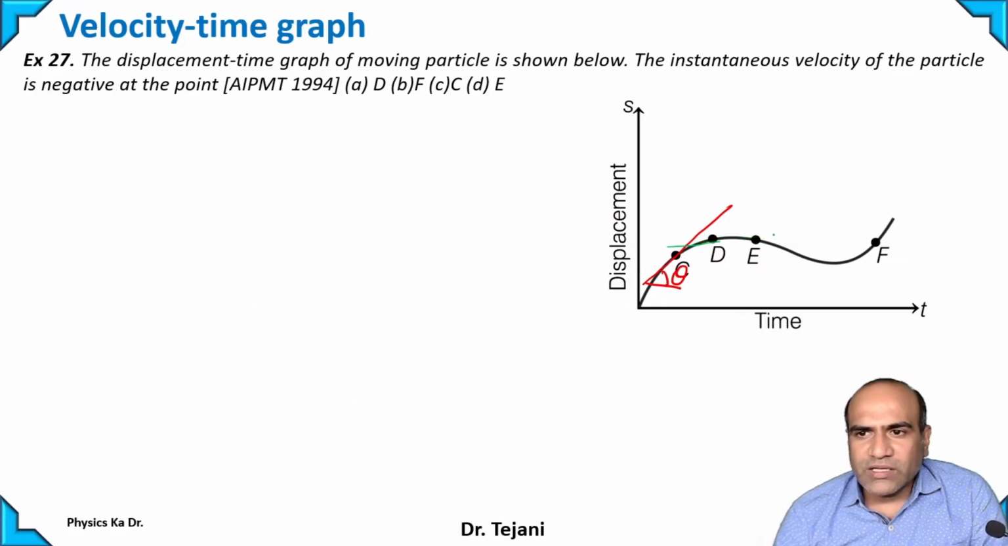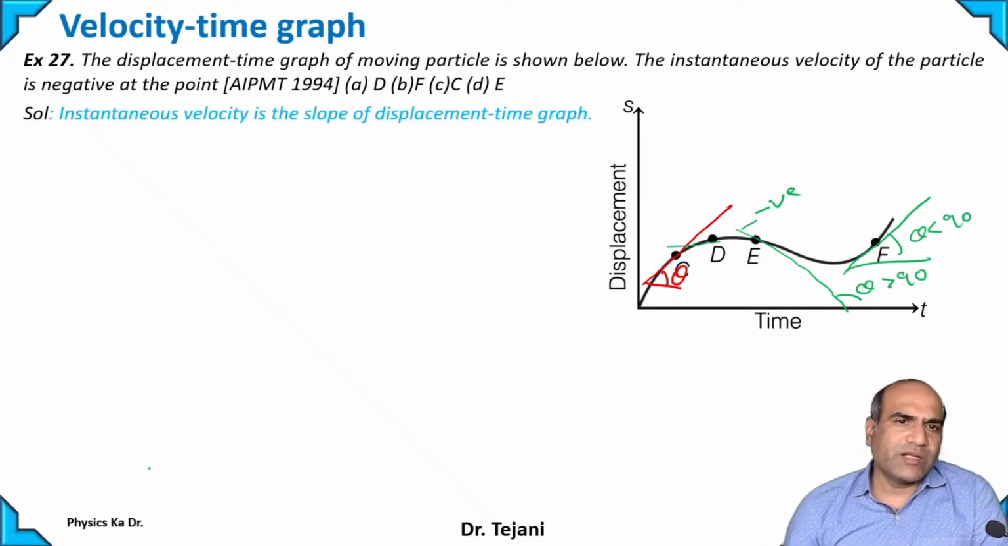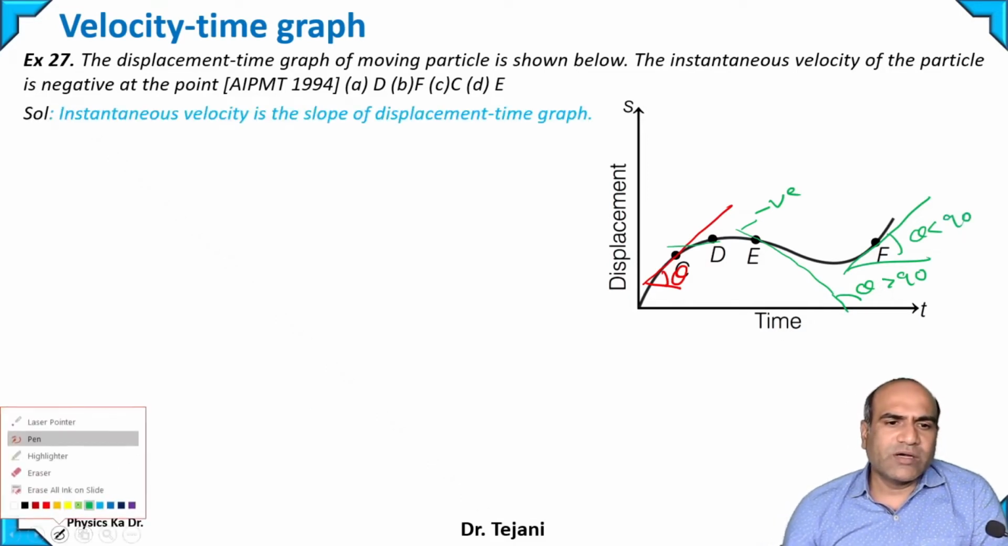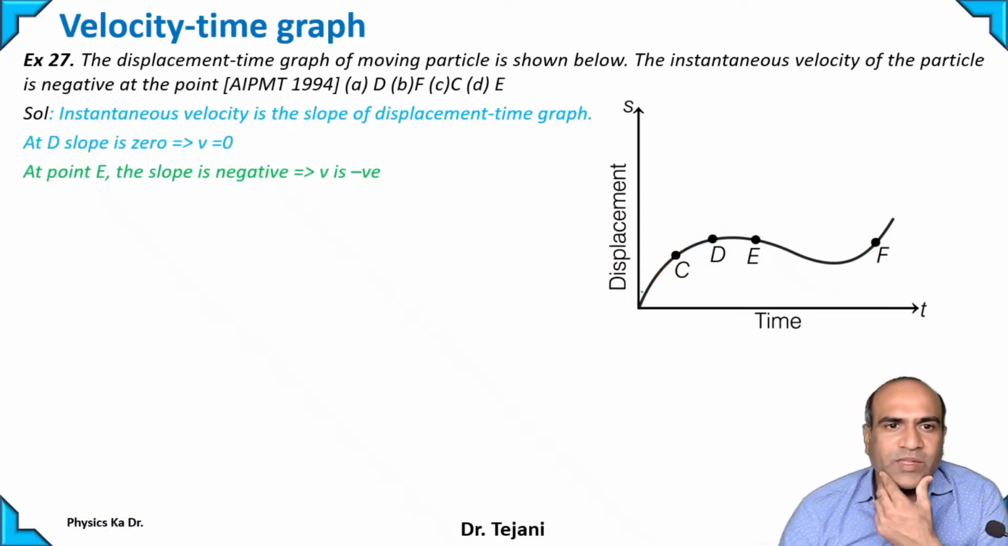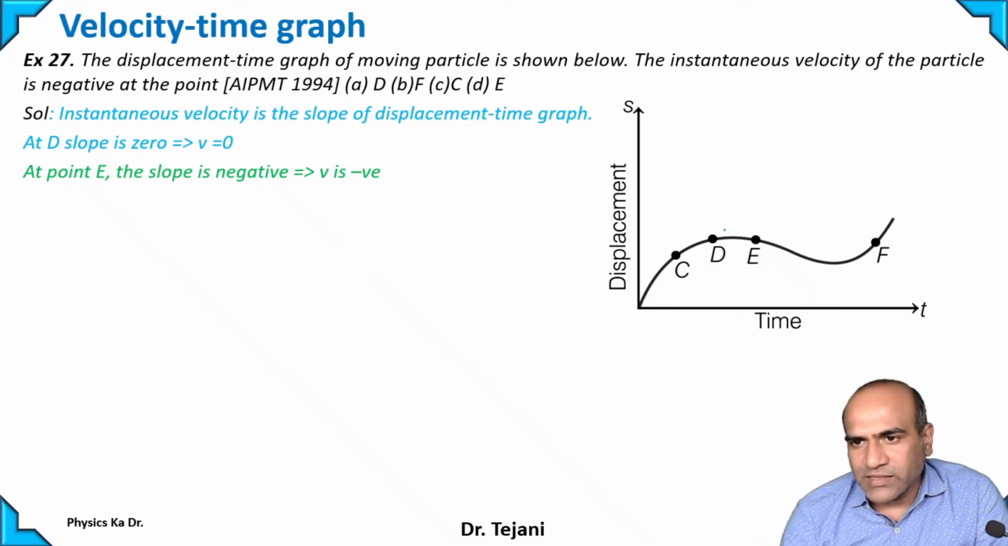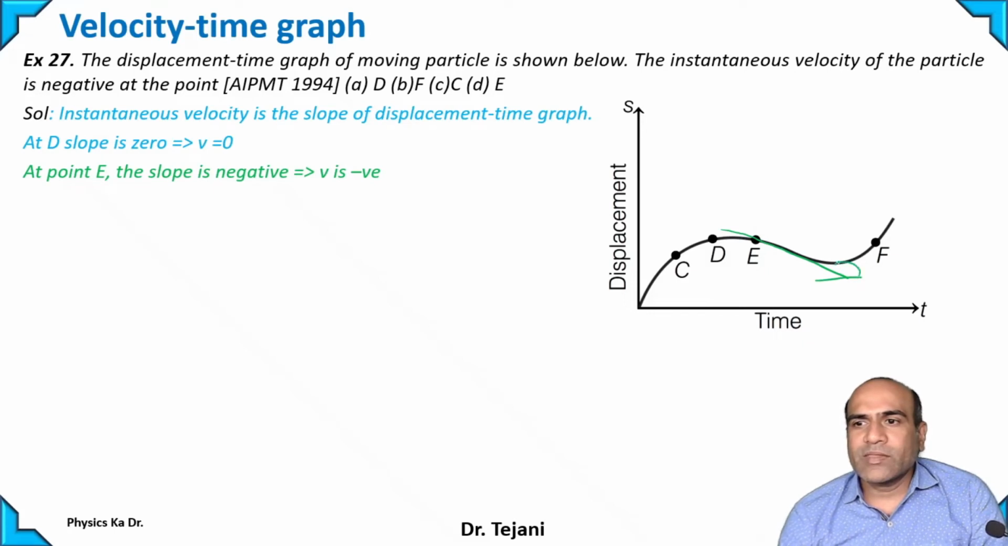The slope at E: theta is greater than 90 degrees. That means it is a negative slope. And the slope at F: theta is less than 90, so it is positive. So only the slope at E is negative. D slope is 0. E slope is negative. We already saw this is the E slope. This theta is greater than 90 degrees, so it is negative.